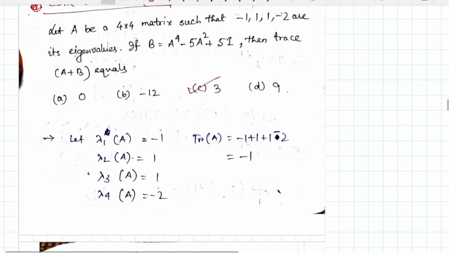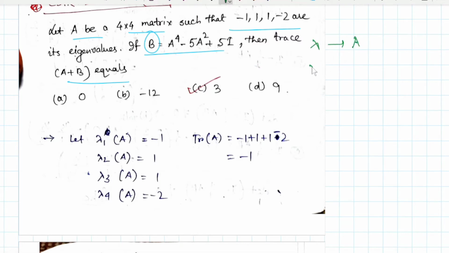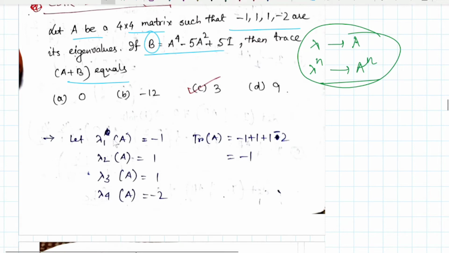Let A be the 4 by 4 matrix such that these are the eigenvalues of A, and B equals this one, then the trace of AB is equal to... Okay, so we first have to find the eigenvalues of B. Here we know that if lambda is an eigenvalue of A, then lambda to the power n is an eigenvalue of A to the power n. So we use this result. Suppose lambda 1 of A equals minus 1, lambda 2 and lambda 3 equal 1, and lambda 4 equals minus 2.